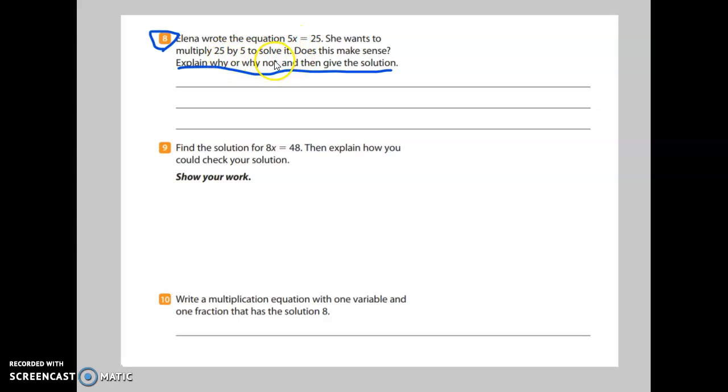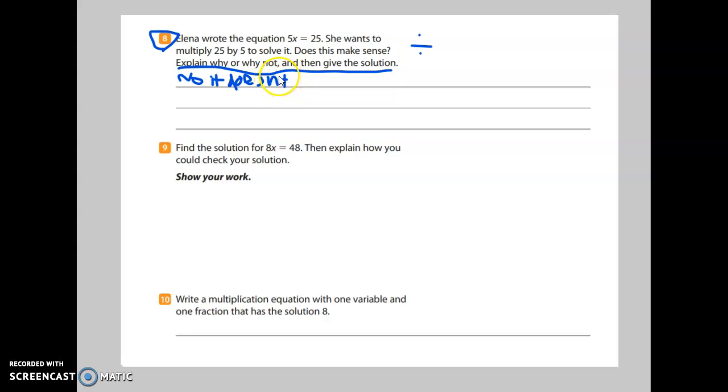Is multiplication the opposite of multiplication? No, it's not. So what is the opposite of multiplication? That's right, division. So she should not be multiplying 25 by 5. She should be dividing 25 by 5. So you would say, no, it doesn't make sense. But multiplication is not the inverse of multiplication. Division is the inverse of multiplication. So no, it doesn't make sense.